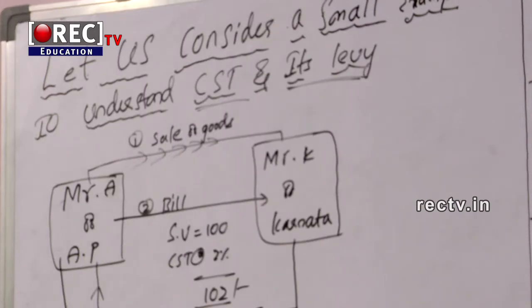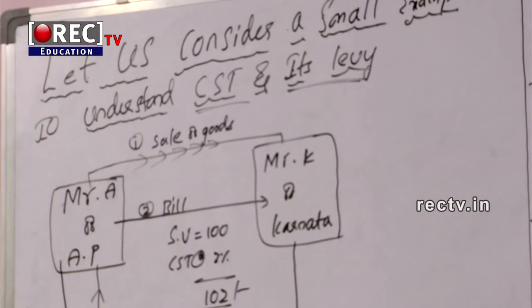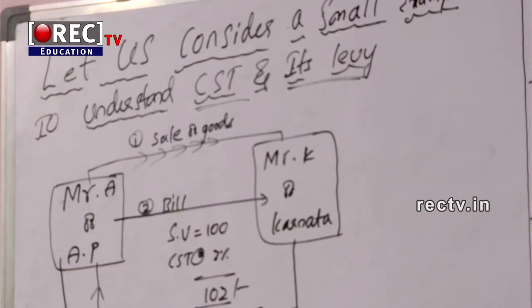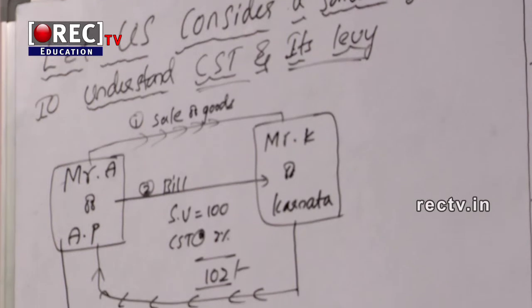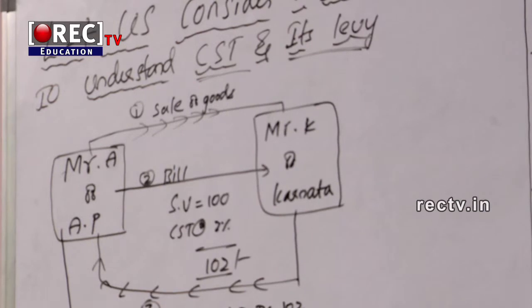Okay friends, we just saw what CST is and the power to levy CST. Now let us consider a small example to understand CST and its levy. In our example, Mr. A is in AP and Mr. K is in Karnataka. Mr. A sold goods to Mr. K, and billed him a sale value of 100 rupees and CST at the rate of 2%.